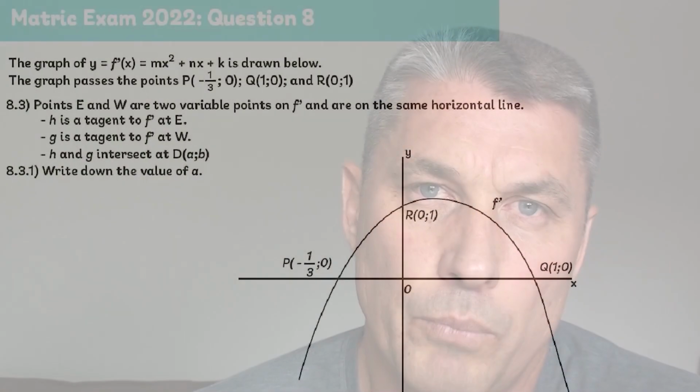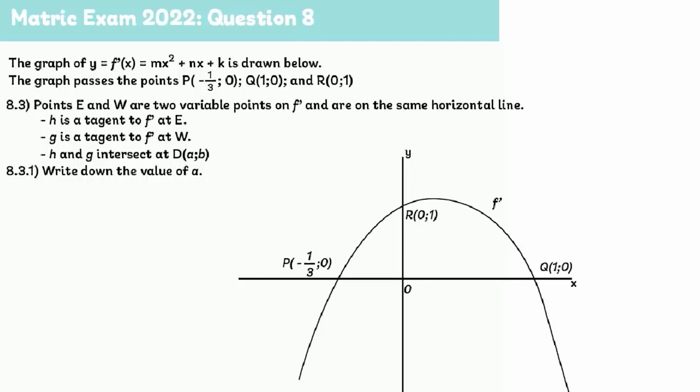We're on to question 8.3 and more specifically 8.3.1. Let's have a look. Points E and W are two variable points on the derivative of f and are on the same horizontal line. H is a tangent on the first derivative at E and G is a tangent on the first derivative at W. H and G intersect at (A; B), and A and B are nothing other than x and y coordinates. Write the value of A.